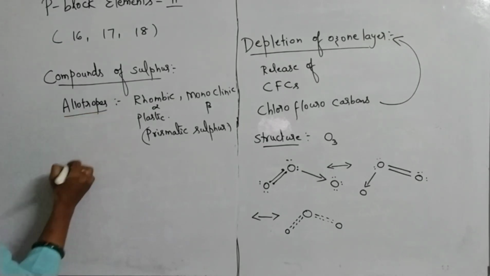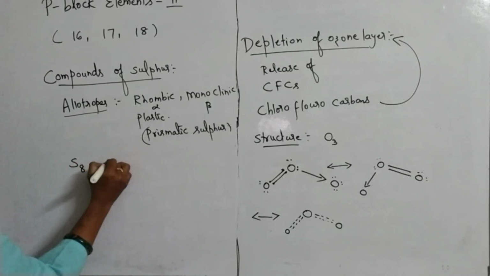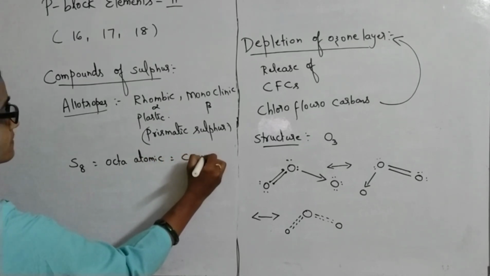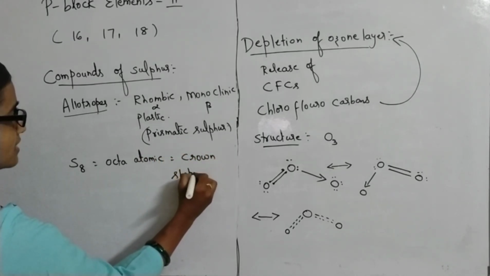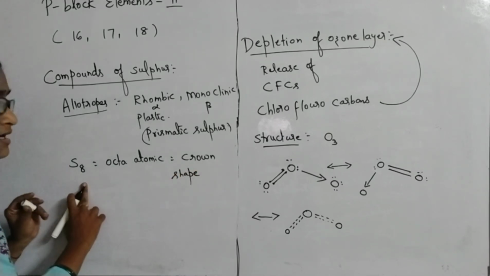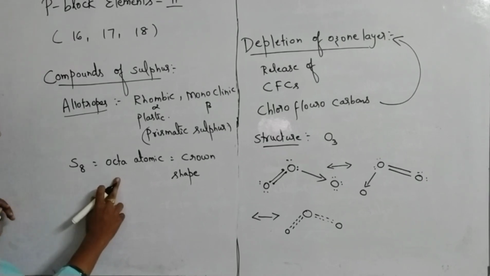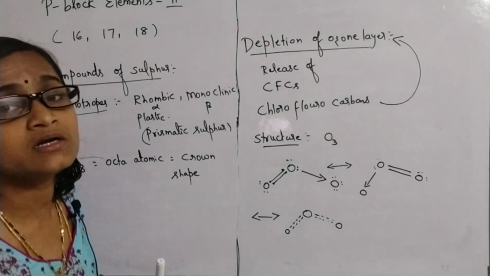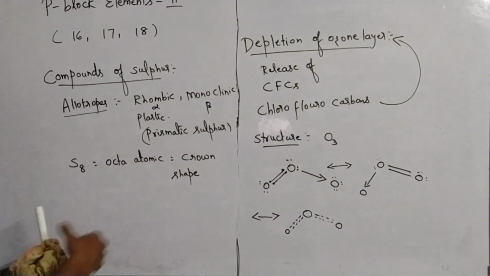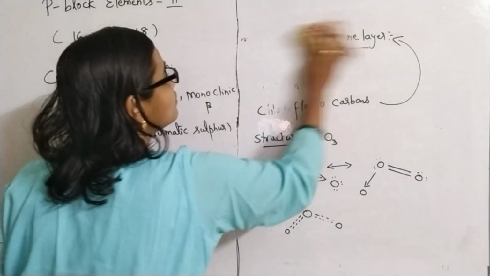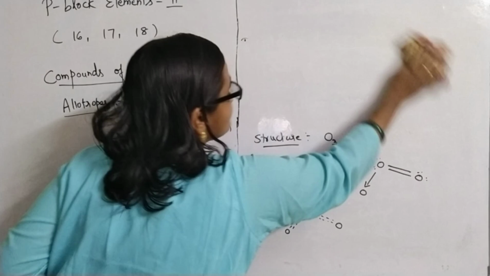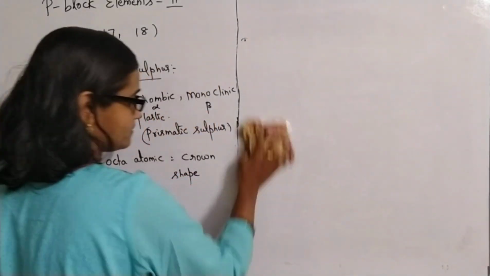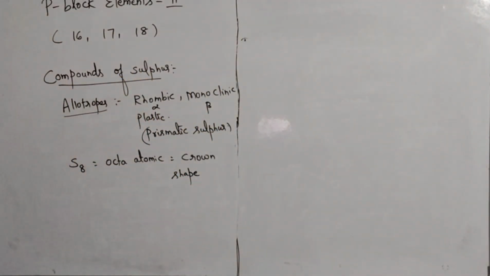And you all know that sulfur exists as an octaatomic element, S8, and it has a crown shaped structure. Sulfur will be existing as what? Octaatomic element. Sulfur and even selenium also, both are octaatomic elements with crown shape. Please remember that point. That means all the 8 sulfur atoms are in the form of a crown shape. This you might have learnt even in your lower classes also.